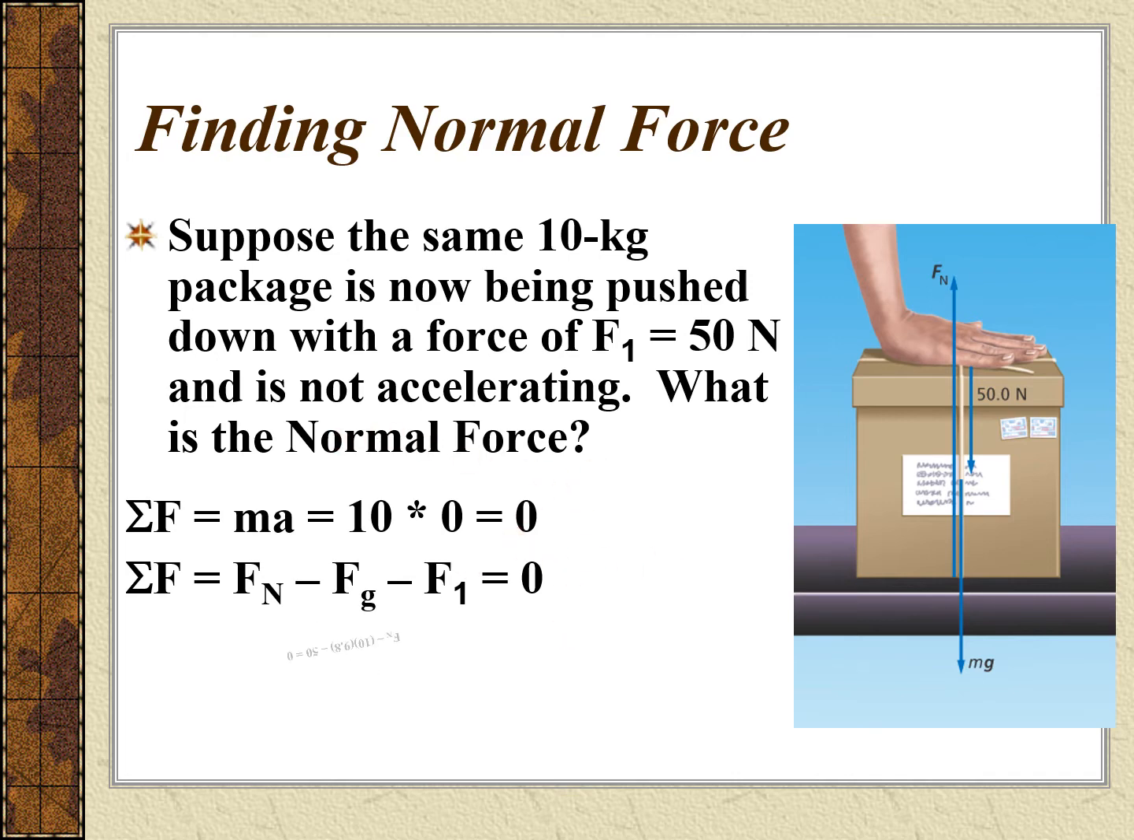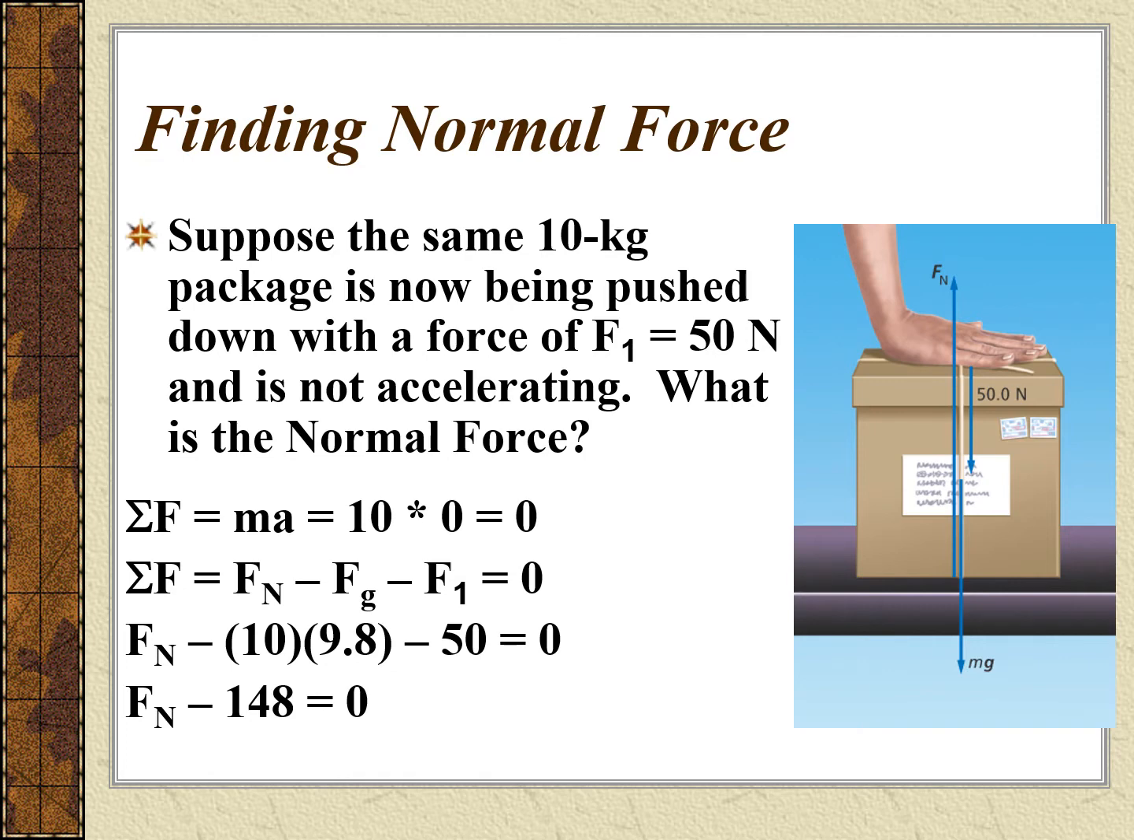Alright, so we plug in our numbers. 10 times 9.8 is going to give us 98, and then we have negative 50. That gives us a total of negative 148. We take that to the other side. The normal force is going to be equal to 148 newtons upward. Now that should make sense because that balances not just the weight of the object, which is 98 newtons, but it also balances this 50 newtons. So it has to increase in order for it to be balanced, to 148 newtons total.